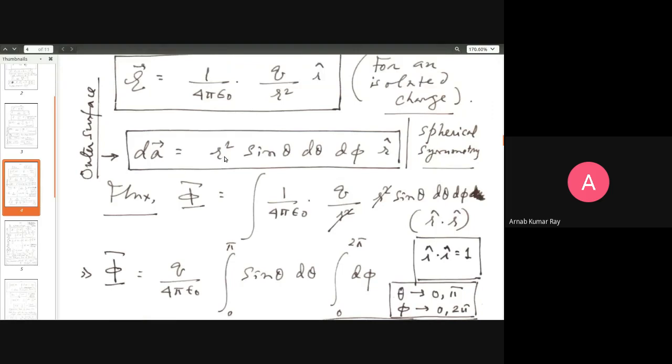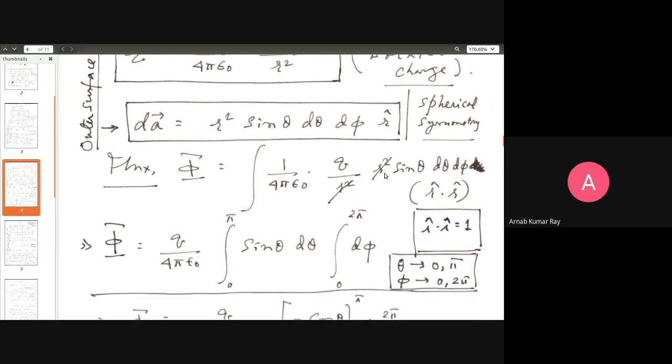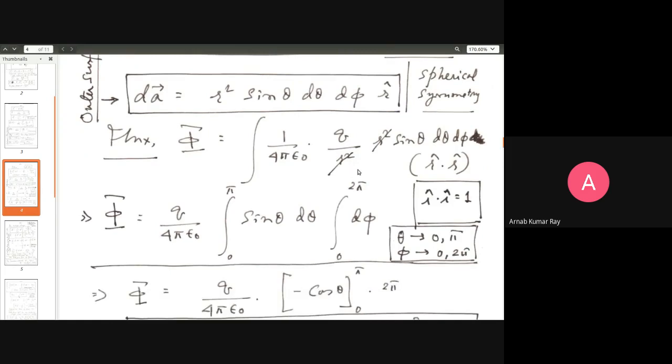Okay, but something much more important is happening over here. You have an r squared in dA, and you have a 1 upon r squared in E. Those two are going to cancel each other. And what are you left with? Q is a constant quantity. It comes out. Q by 4 pi epsilon naught comes out constant. Then you're left with sine theta d theta, and you're left with d phi.